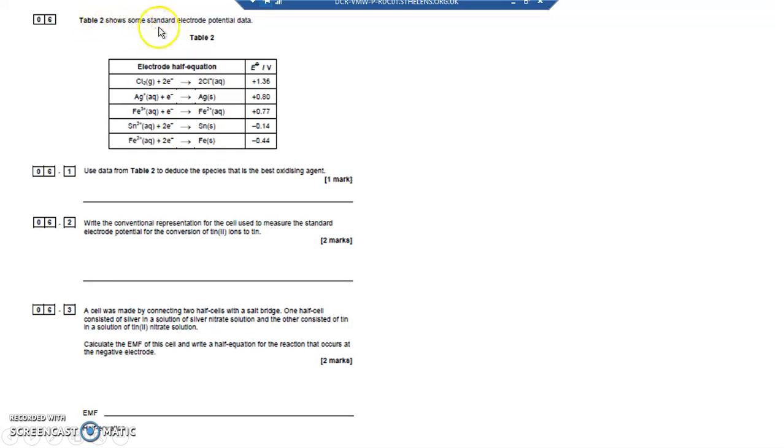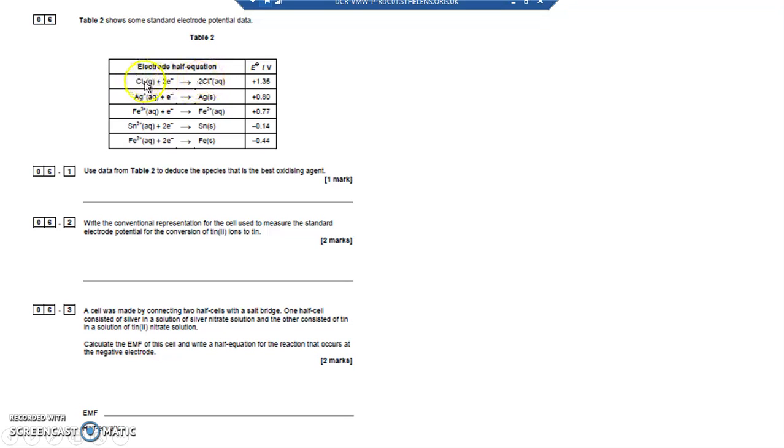Question 6. Table 2 shows some standard electrode potential data. Use Table 2 to deduce the species that's the best oxidizing agent. Well, the reaction that goes ahead the best is the top one. It's got a value of plus 1.36, the highest positive value, so its electrode potential is the highest. So this reaction, Cl2 plus 2 electrons going to 2 Cl minus, is the one that goes ahead most readily.